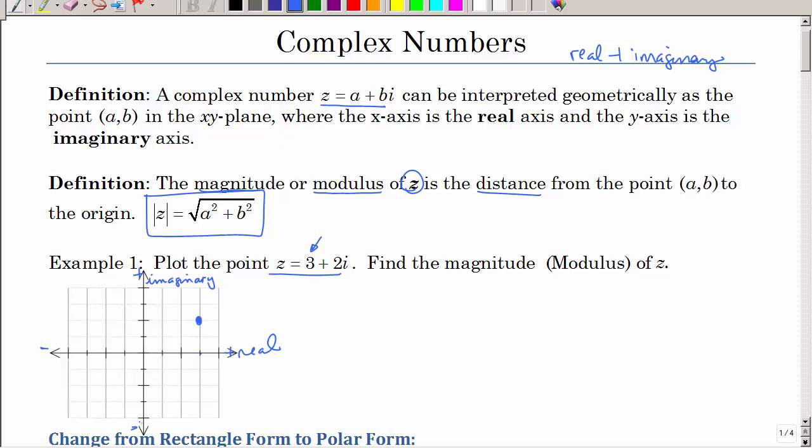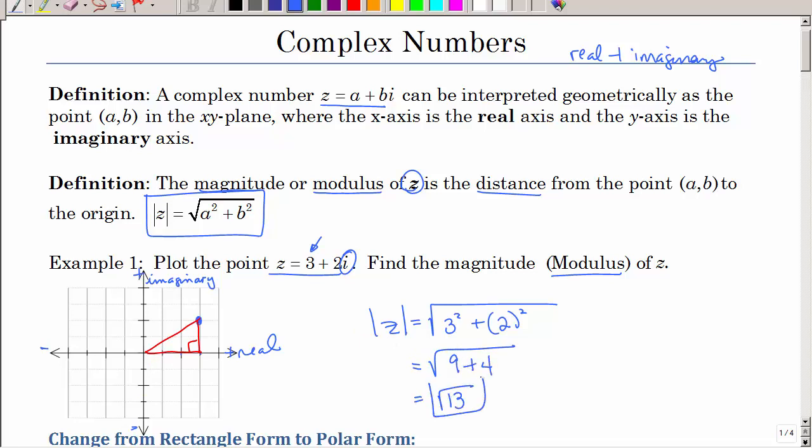Now we want to find the magnitude or the modulus of z. Now just remember, that's just the distance formula, so that's what we're finding. So of course, it's just the Pythagorean theorem. So we have the modulus of z is equal to the square root of 3 squared plus 2 squared. You're not involving the i whatsoever. It's a distance. The i is on the imaginary axis, and we're just looking at the distance. So we have the square root of 9 plus 4, which is the square root of 13. That's all there is to it. Don't make a big deal.